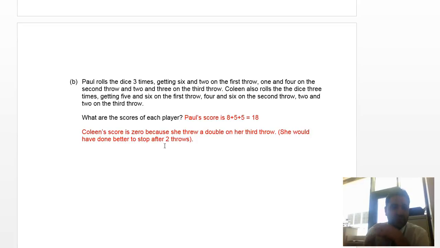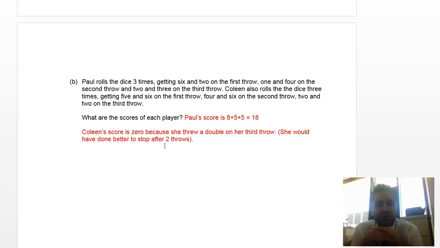So it says there, Paul rolls the dice 3 times, getting 6 and 2 on the first throw, and then 1 and 4 on the second throw, and then 2 and 3 on the third throw. Colleen also rolls the dice 3 times, getting 5 and 6 on the first throw, and then 4 and 6 on the second throw, and then 2 and 2 on the third throw.